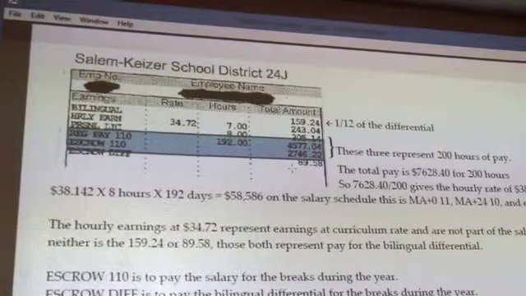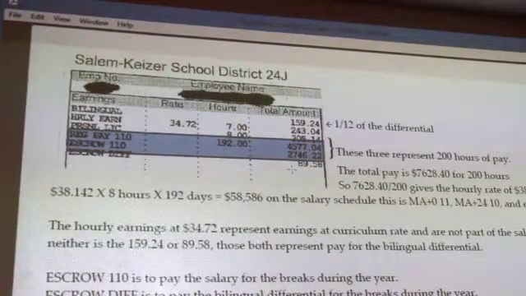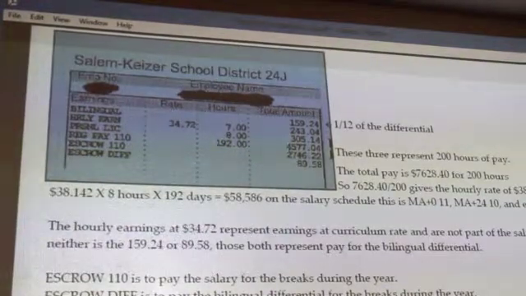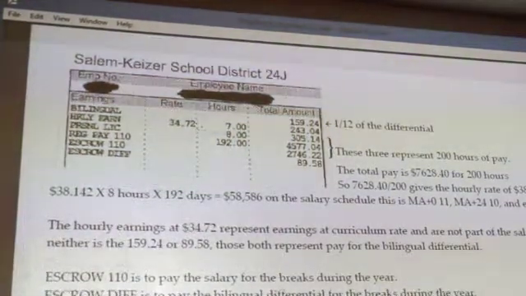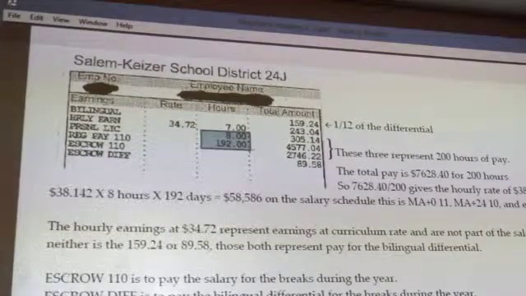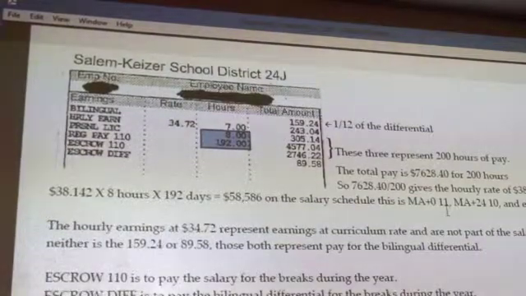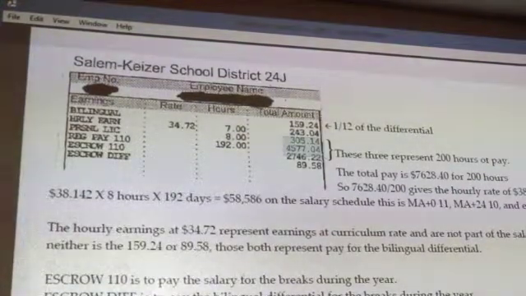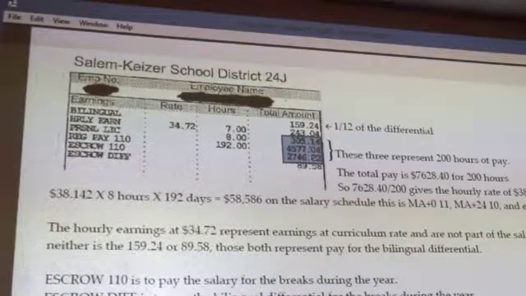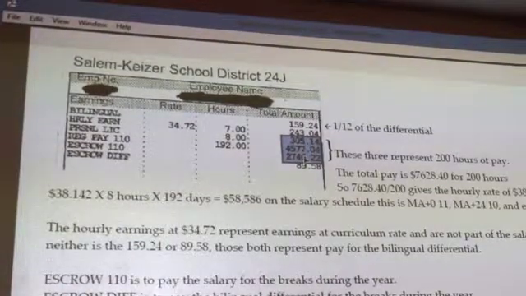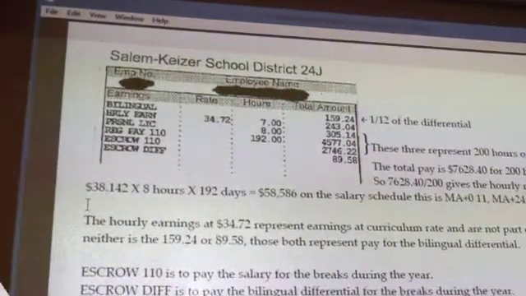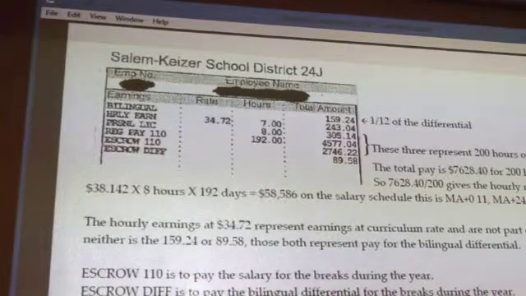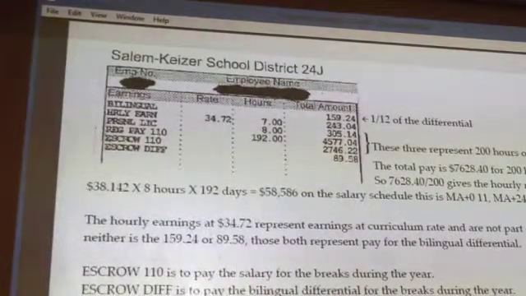To calculate your hourly rate, you simply need to add up the total number of hours, 8 and 192 in the pay period, and divide those hours into the total sum of regular hourly pay, which is indicated by these three boxes added together.